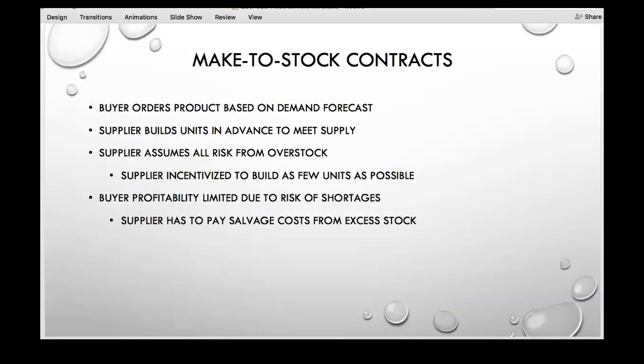So a buyer says, "Hey, look," and Walmart does this, "We are only going to order 900 units, but we want you to build..." Sometimes they'll make the supplier build a certain amount of safety stock. This is the supplier side of the contract, where the supplier will build units in advance to meet supply. So the buyer will say, "Okay, we will order 900 units, but we want to always have 1,000 units available."